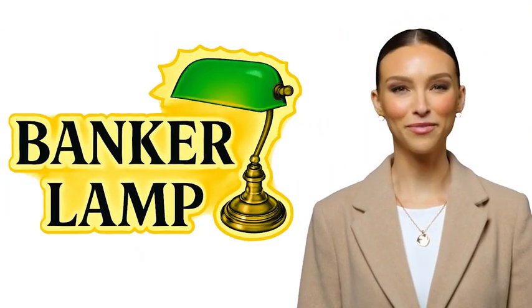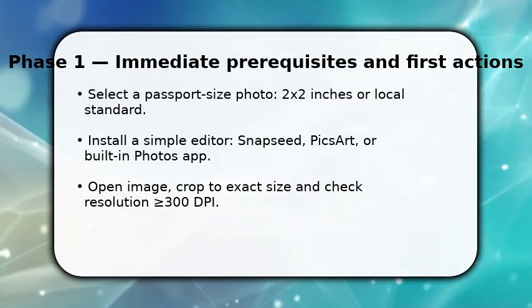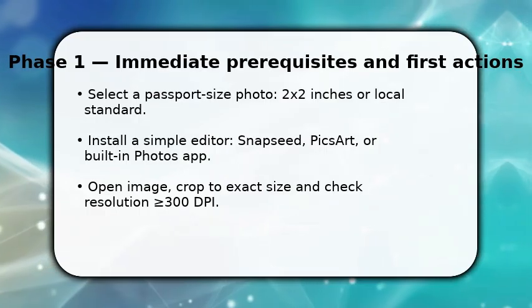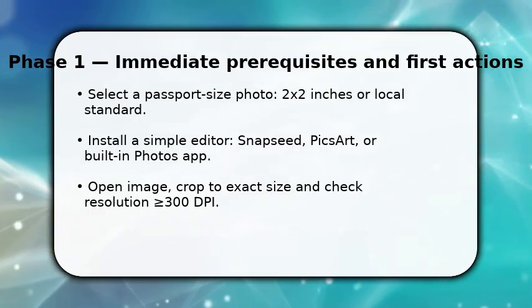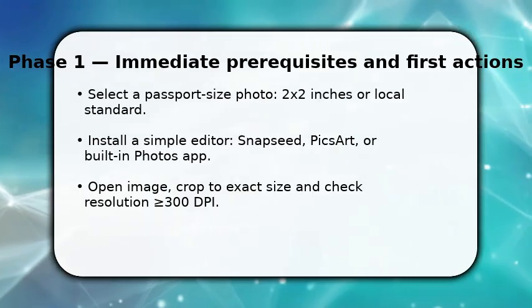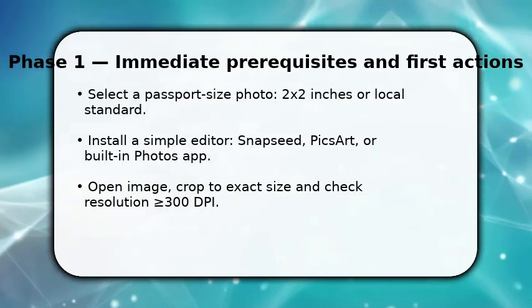Please enjoy the video. You start by opening the app and loading the passport size image you already took. This saves time and keeps colors accurate. Once loaded, crop precisely to the required dimensions, for example 2x2 inches, and make sure resolution is high enough, 300 dpi or more, so text stays sharp.